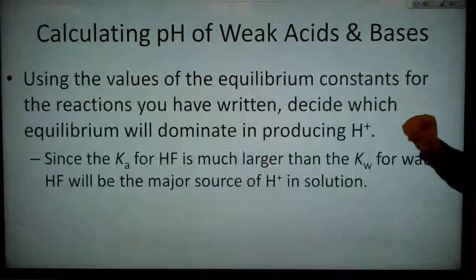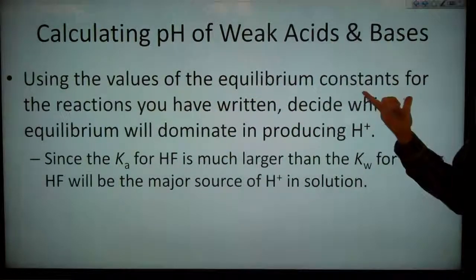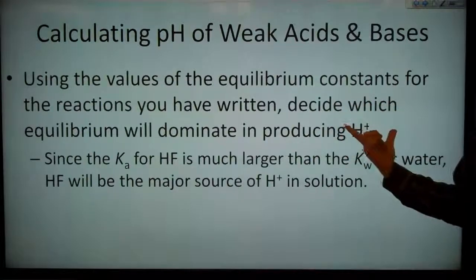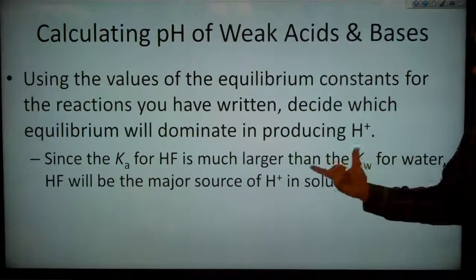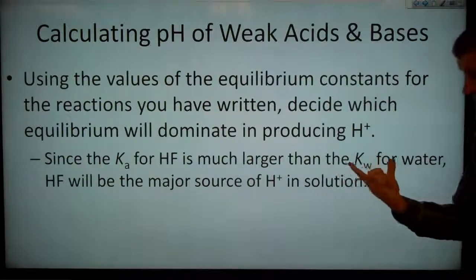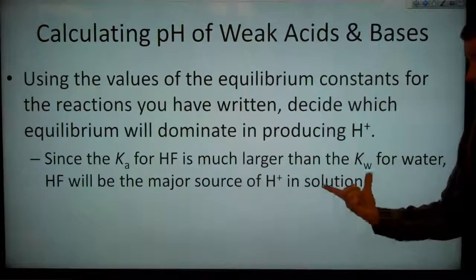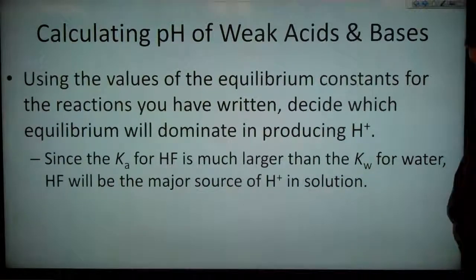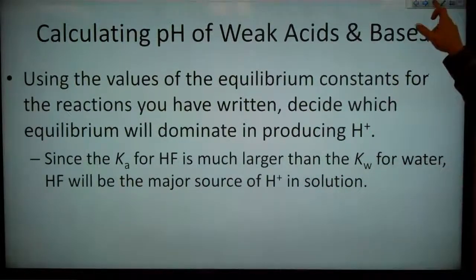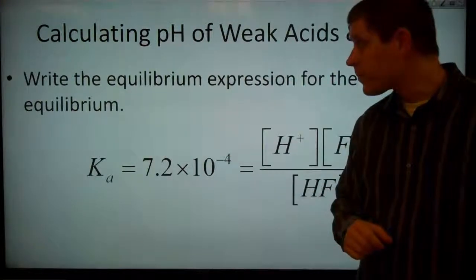So next, using the values of our equilibrium constants for the reactions we've written, we want to decide which equilibrium will dominate. Well, the Ka for HF is much, much larger than the Kw for water. It's 10 orders of magnitude higher, and that means that HF will be the major source of our hydrogen ions in solution, which means we're going to ignore the autoionization of water.